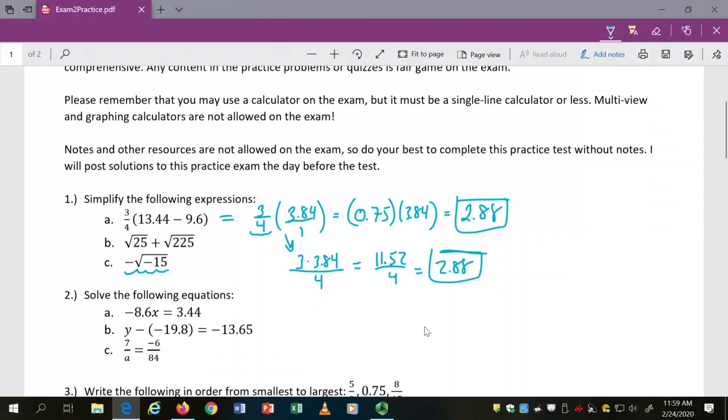What about C? Is C possible? C's not possible, right? You can't have a negative number under the root.